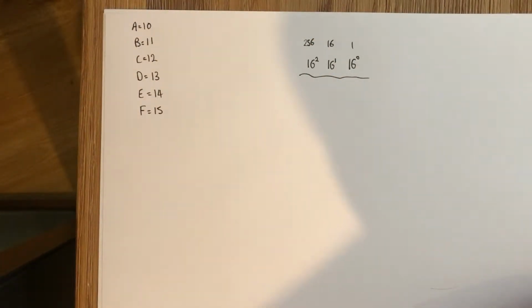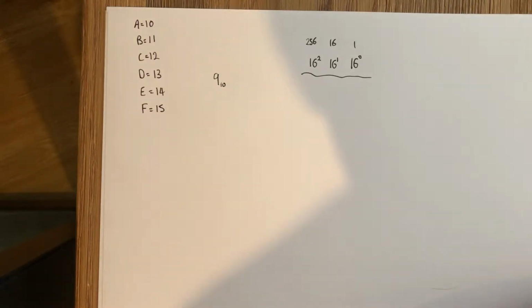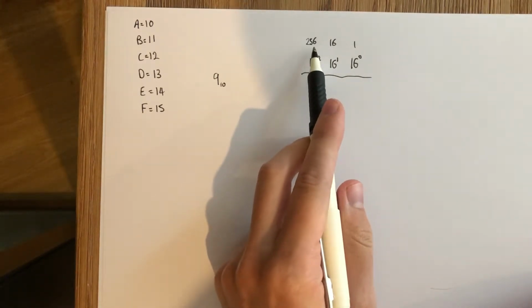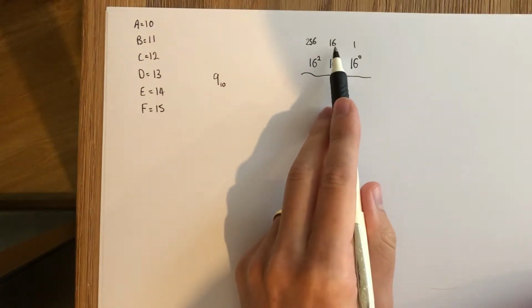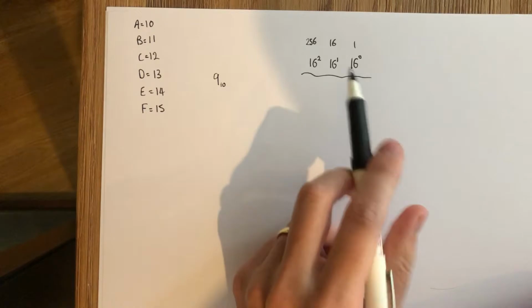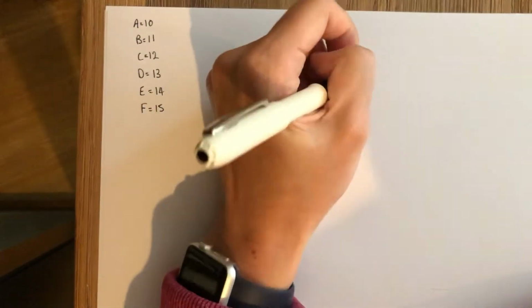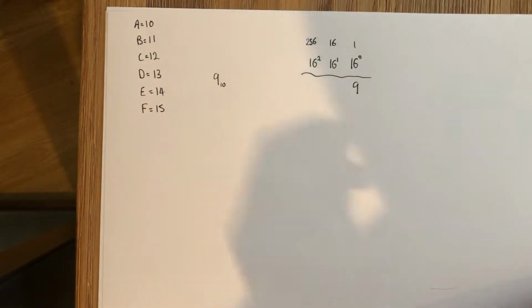Let's first of all take a simple number, say the number 9 in decimal. How would we write that in hexadecimal? Well, quite simply, we say, how many times does 256 fit into 9? Well, it doesn't at all, so we can ignore that place value. 16 doesn't fit into 9, so we can ignore that place value. 1 does fit into 9. It fits in 9 times. And so the number 9 in decimal is equivalent to the number 9 in hexadecimal.